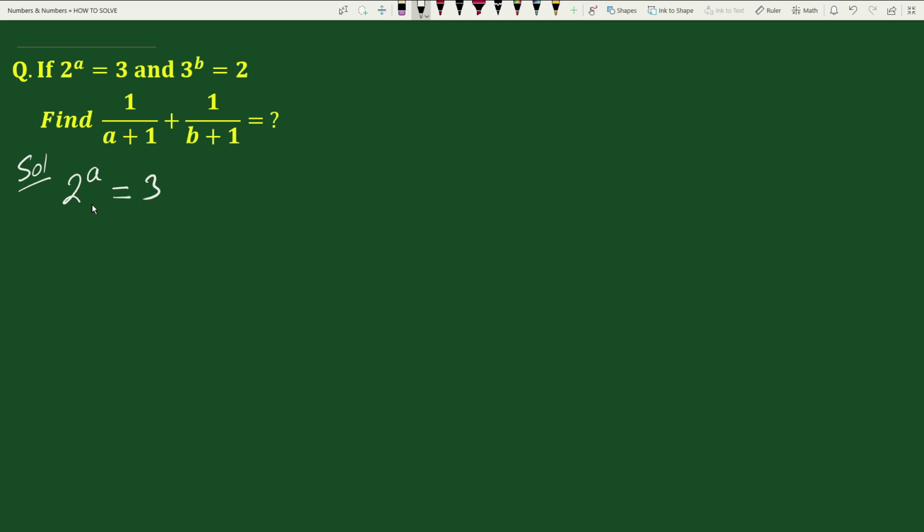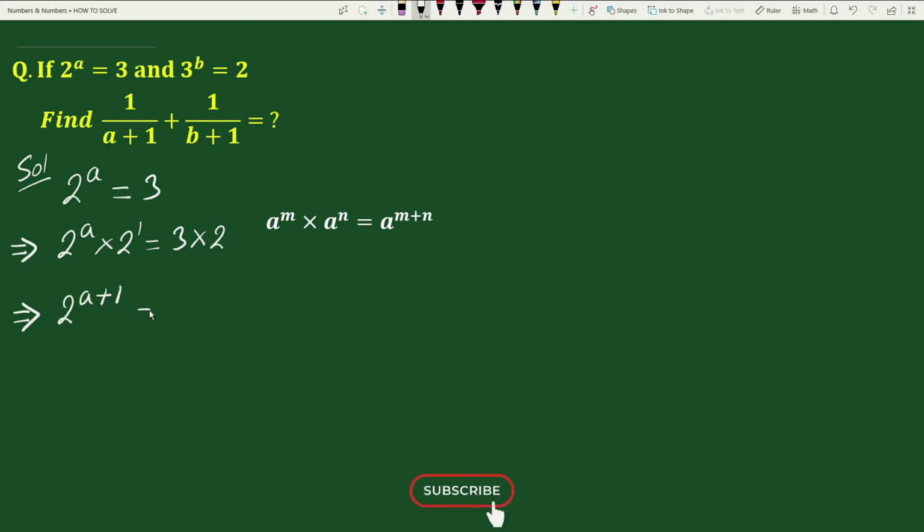Now multiplying both sides by 2, we get 2 to the power a times 2 equals 3 times 2. 2 can also be written as 2 to the power 1. This equals, now using the exponential rule, a to the power m times a to the power n equals a to the power m plus n. We can write this as 2 to the power a+1 equals 3 times 2, which is 6.